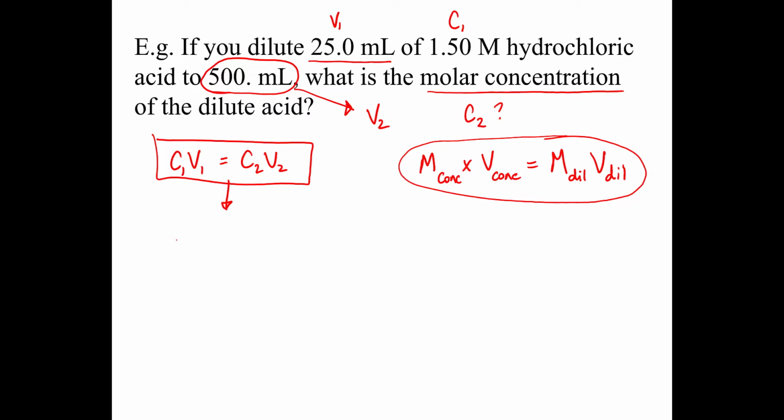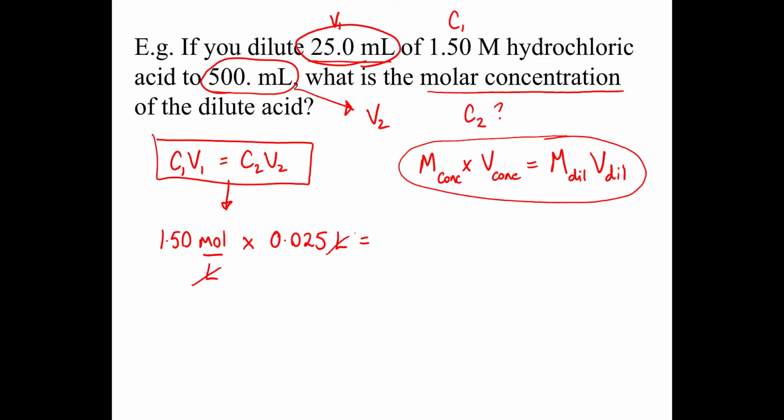So C1, we've recognized that that is 1.50, and we're going to use moles per liter again, multiplied by the initial volume. The initial volume here is given in milliliters. Let's go back and convert this to liters, 0.025, and that's in liters. And that of course is equal to a number of moles, right? Because we're going to cancel these liters in here.